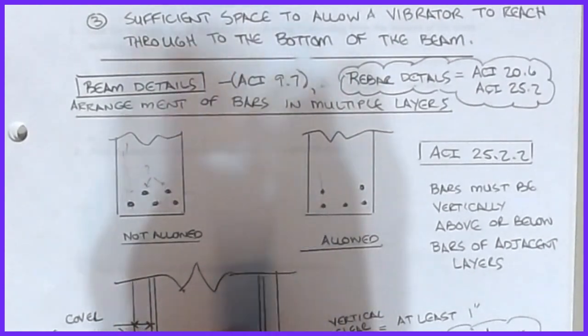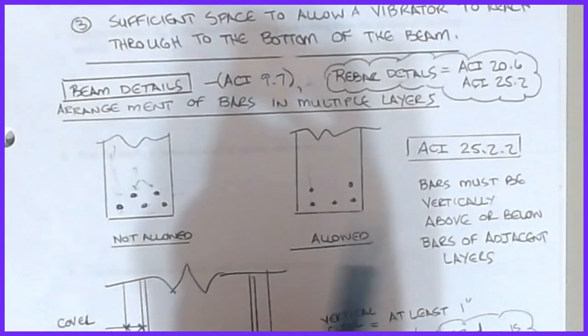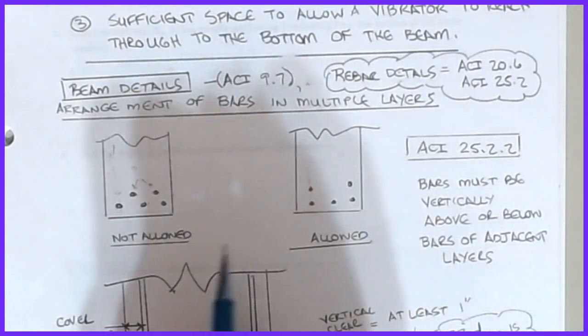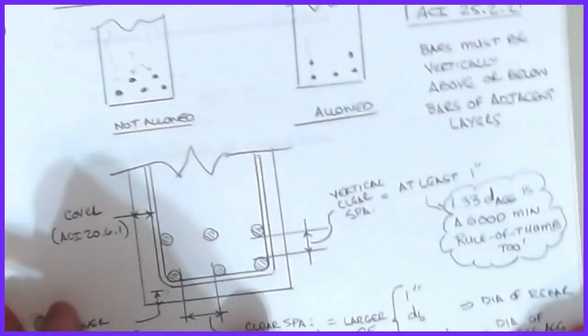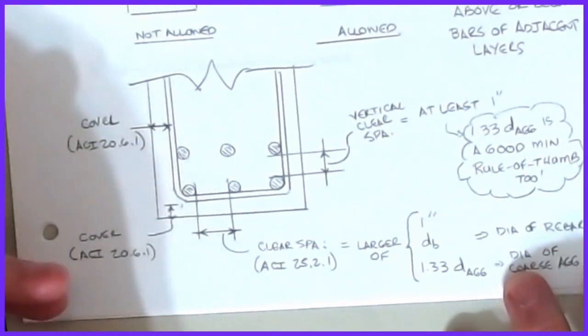But what it boils down to is that the provision ACI 25.2.2 basically says the bars must be vertically above or below bars of adjacent layers. So you can't have a staggered bar pattern on this. And that's the first one that we're looking at. The dimensional restrictions then look something like this.